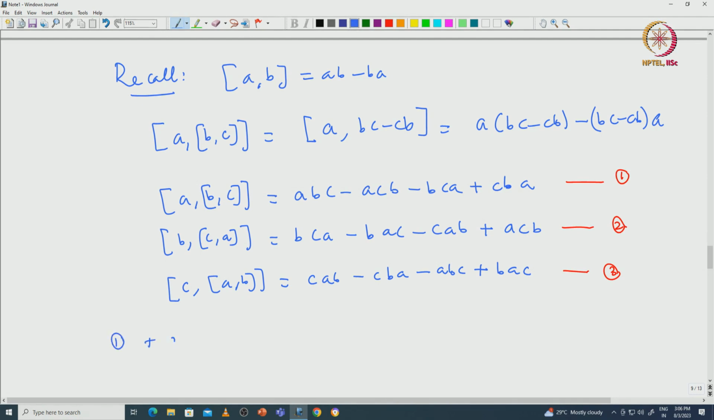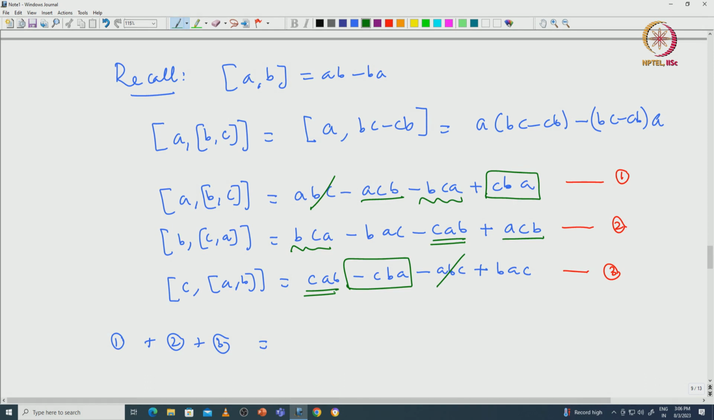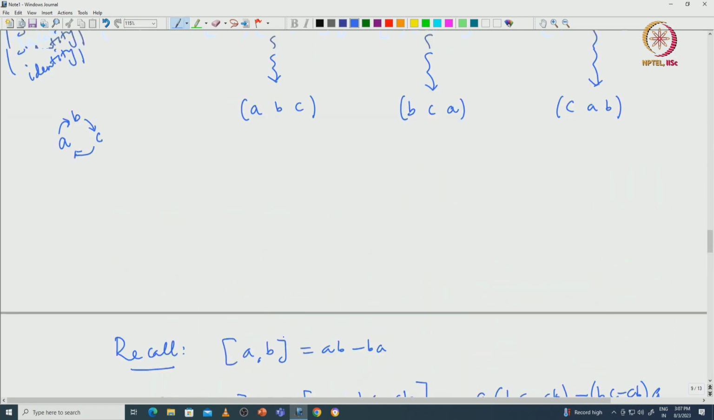Now, if you sum them, 1 plus 2 plus 3, you can see what you get. Let us use different colors to cancel the terms. If you take this green, this ABC gets cancelled with this ABC, and this ACB gets cancelled with this ACB, and this BCA gets cancelled with this BCA, and this CBA gets cancelled with this CBA, and CAB gets cancelled with this, and BAC cancels with this BAC. So, if you add them you get 0. This is a very important identity called the Jacobi identity that is satisfied by the commutator bracket that we have defined on this M_n(C).